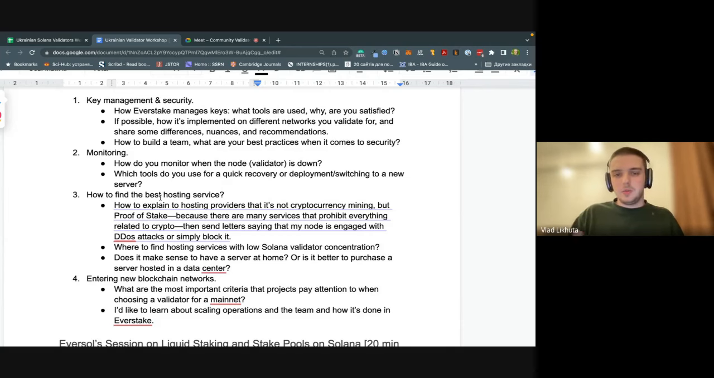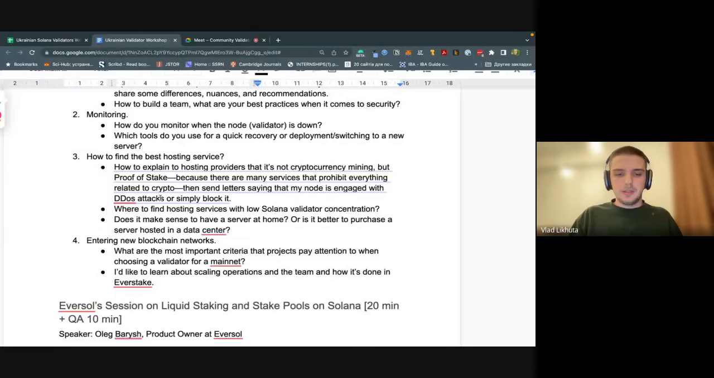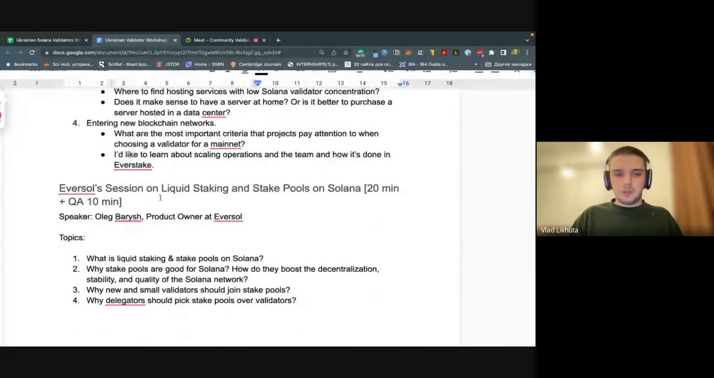The more blockchain networks you have, the bigger reach you have, and you can reach out to more delegators and provide some very great services to them, bring value to them, and make their staking experience better. And then we are going to have a short session about liquid staking and stake pools.